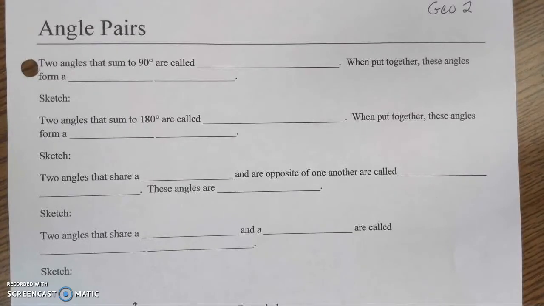So we're going to identify angle pair relationships and learn about how we can calculate the measurement based on those relationships. So the first part is just going to all be vocabulary.